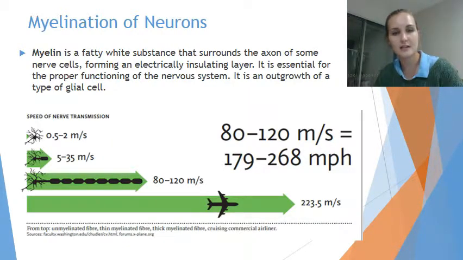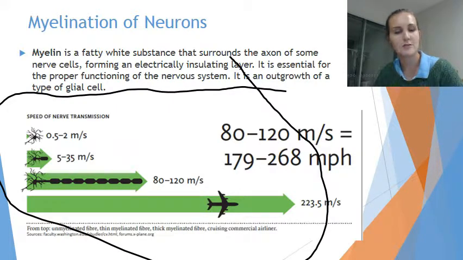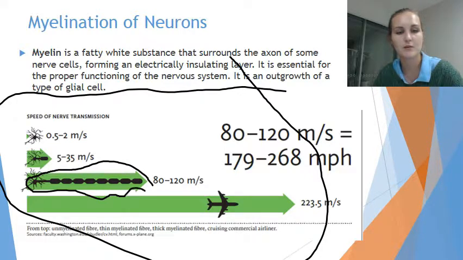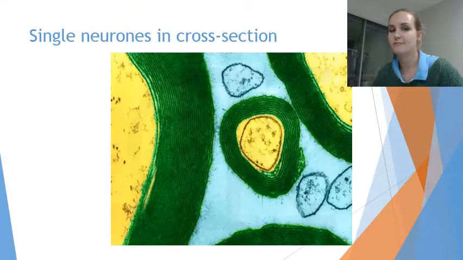And you can see this picture down here that, interestingly enough, it goes from top, unmyelinated fiber, a thin myelinated fiber, and then a thick myelinated fiber is this one here, okay? So this is what most nerves are. They're thickly myelinated, and a thickly myelinated nerve will transport a signal at 80 to 120 meters per second, whereas a plane actually goes at 223 meters per second. So it goes about half as fast as a plane travels when it's up in the air cruising along. So it does travel very quickly.